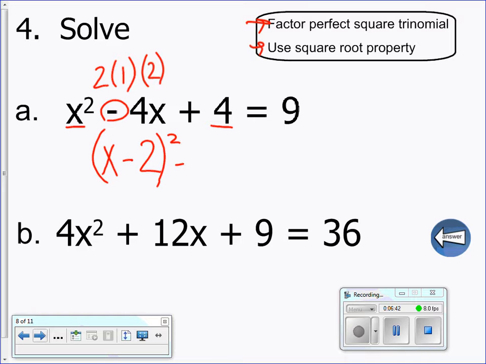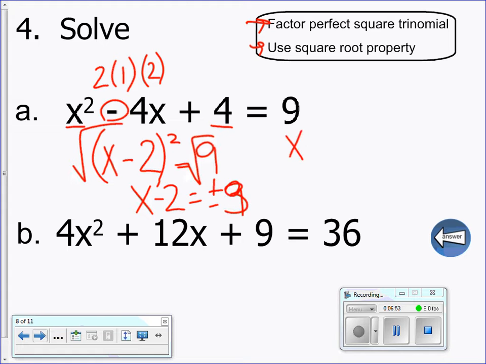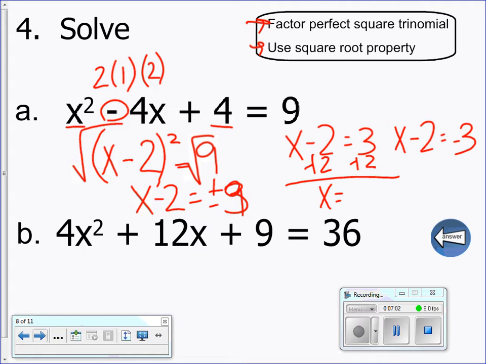2 squared equals 9. Take the square root of both sides, and I get x minus 2 equals plus or minus 9. Oops, plus or minus 3. So x minus 2 equals 3, and x minus 2 equals negative 3. I add 2 to both sides, and I get x is equal to 5. Add 2 to both sides, and I get x is equal to negative 1. So my solution is negative 1 and 5.